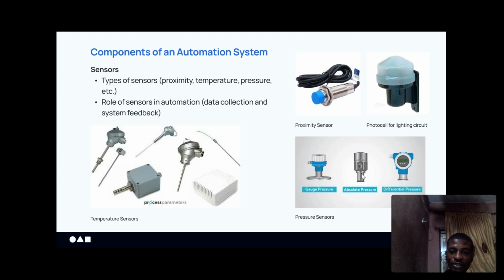Then we have pressure sensors. They are used to measure pressure. Like I said, sensors convert physical quantities like temperature, pressure, distance to electrical signals that are measurable, and most of them give outputs in the form of current, 0 to 12 milliamps, depending on the type of sensor. Then we have temperature sensors. These ones, as their name implies, measure temperature.